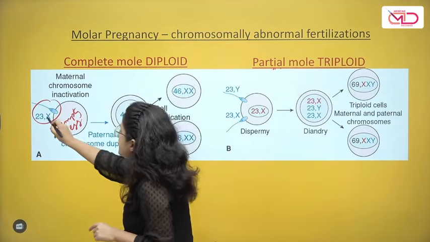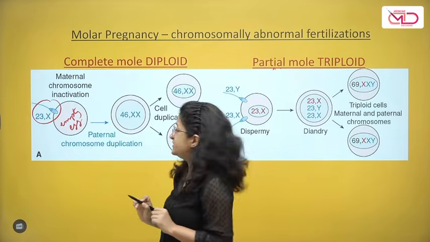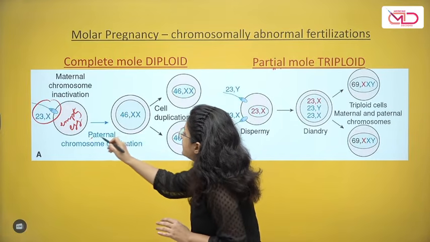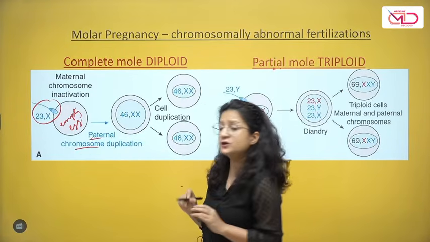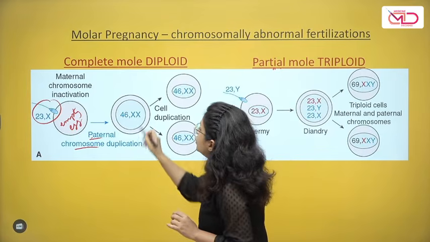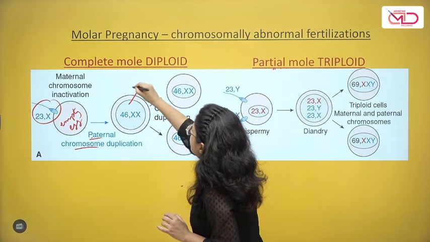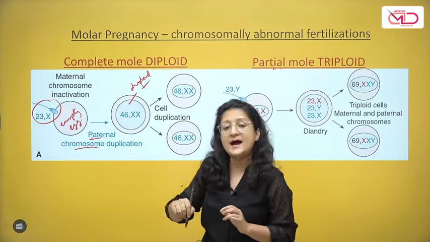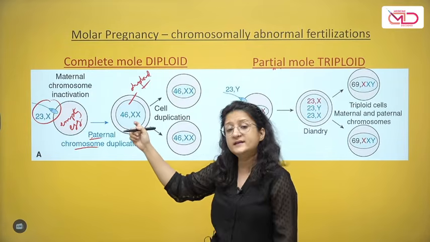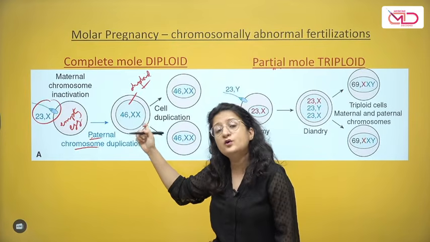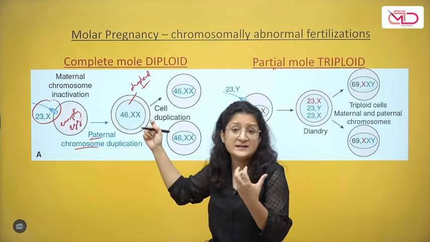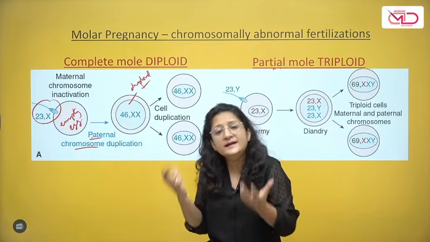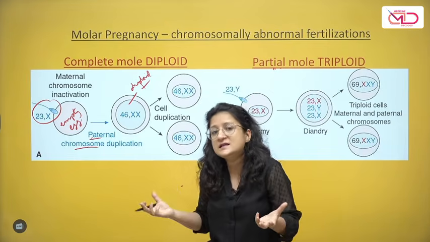Now, the sperm is haploid and the egg is empty. When that happens after fertilization, the paternal DNA material, the paternal chromosomal constituent, duplicates, resulting in a final diploid organism. But understand that this diploid zygote, or this diploid conceptus, does not have any maternal DNA. Maternal nuclear material isn't there.